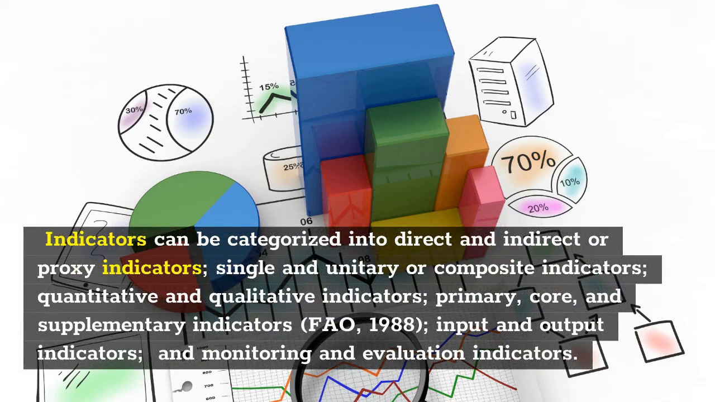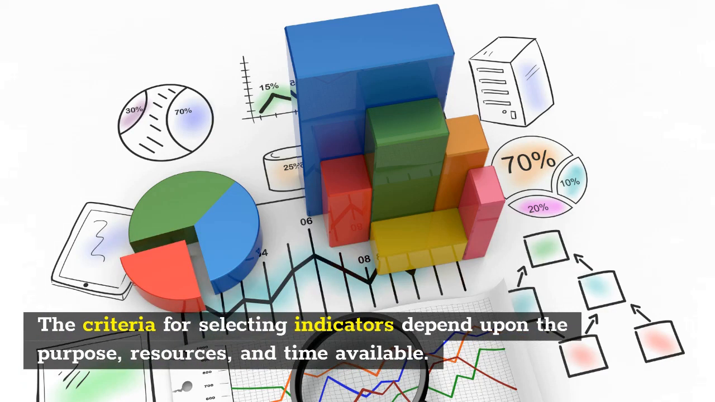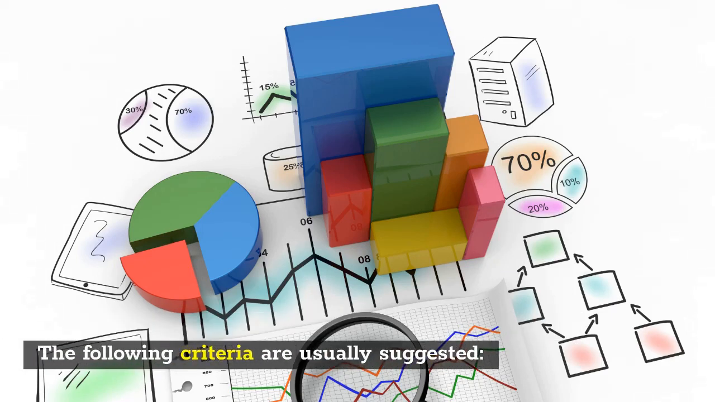Indicators can be categorized into direct and indirect or proxy indicators, single and unitary or composite indicators, quantitative and qualitative indicators, primary, core, and supplementary indicators, FAO, 1988, input and output indicators, and monitoring and evaluation indicators. The criteria for selecting indicators depend upon the purpose, resources, and time available. The following criteria are usually suggested.